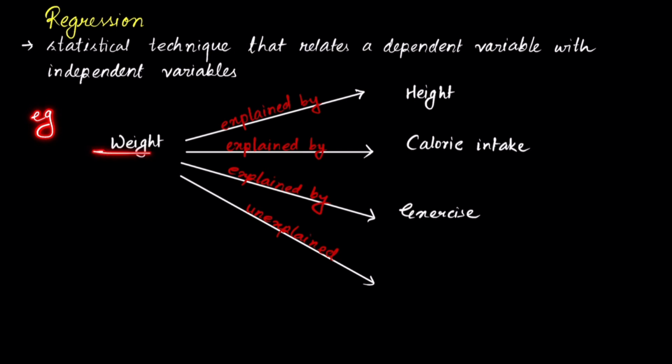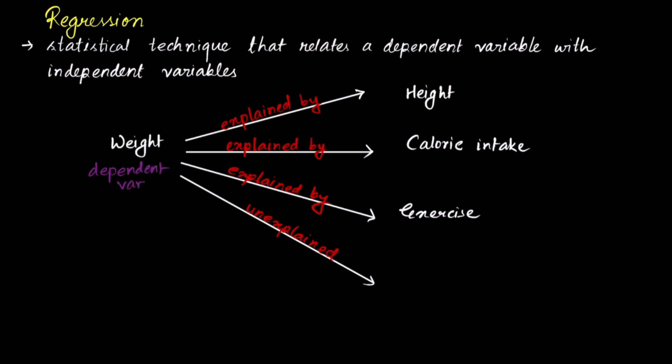For example, here's your weight. Weight is dependent on various factors like height, calorie intake, exercise. An increase in weight can be explained by an increase in height. An increase in weight can be explained by an increase in calorie intake. An increase in weight can be explained by a decrease in exercise. So here the weight is dependent on various other factors. That's why weight is your dependent variable.